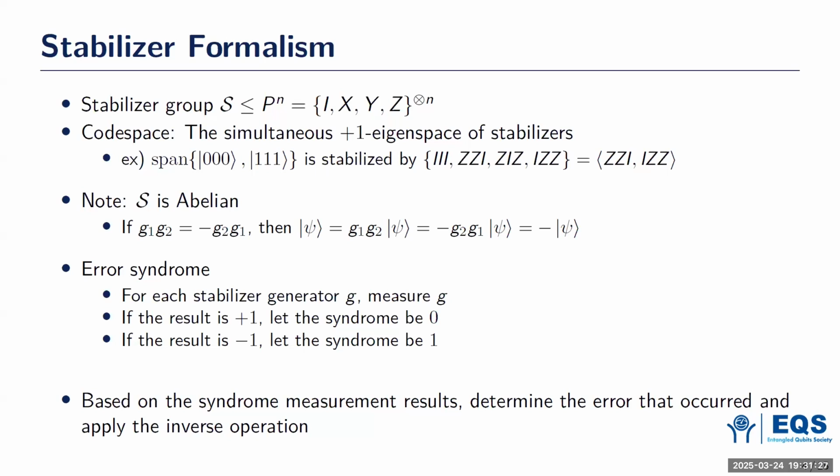For the case that an error happened, we measure error syndromes. For each stabilizer generator G, we measure G, which is equivalent to projecting the state into the eigenspace of G. If the result is +1, it's not a problem, and we set the syndrome to 0. If the result is -1, which could not happen for code states, it means an error occurred. At the end we get a bit string of syndromes, and we can determine which error has occurred if different errors have different error syndromes.